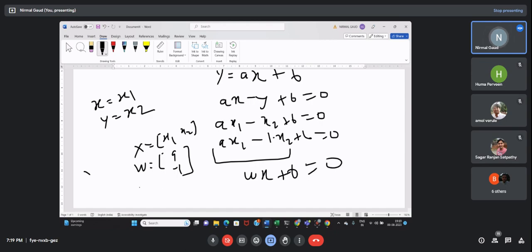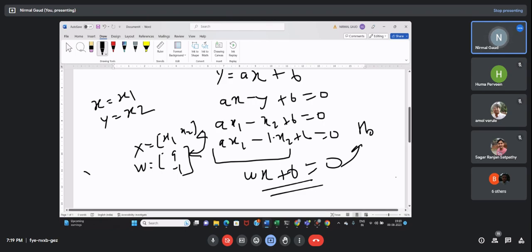So let us write wx. If I take the dot product of these two, I am going to get this equation, and you say that this is the equation of hyperplane H naught. And then, what was our next after that? This is the equation of hyperplane.